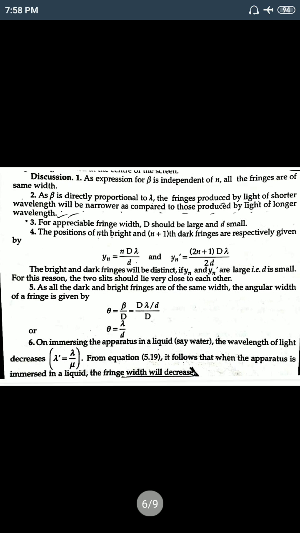Now whatever I just said, all these things are written over there. For appreciable fringe width, D should be larger and d should be small. Beta is directly proportional to lambda. Fringes produced by light of shorter wavelength will be narrower as compared to those produced by light of longer wavelength. These things are written over here.